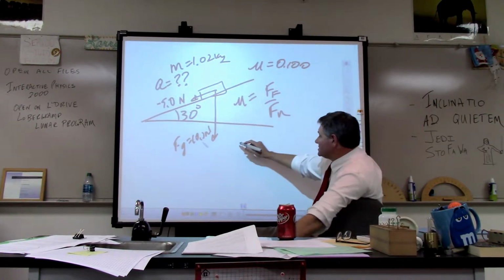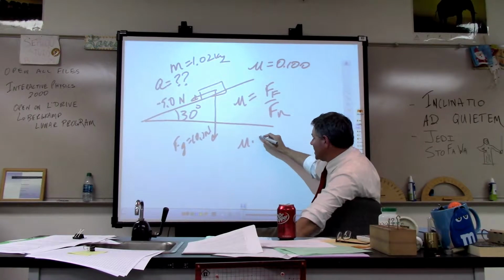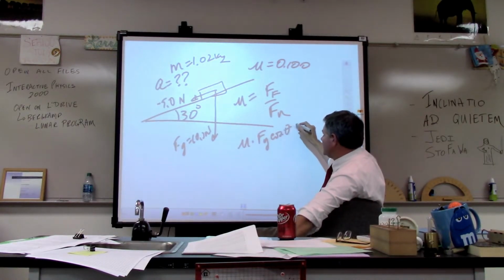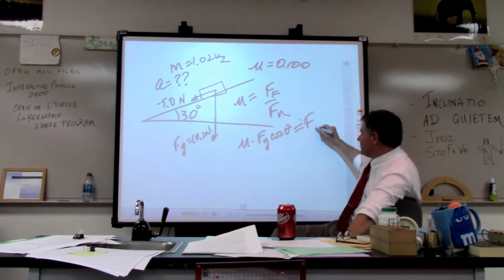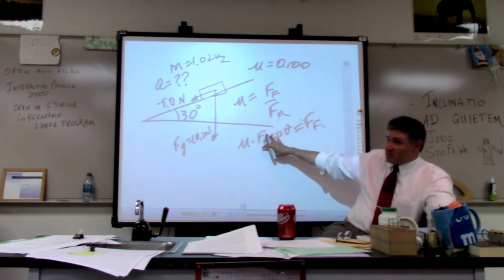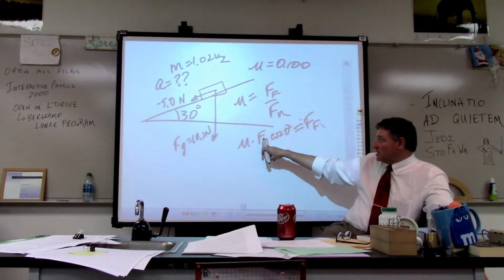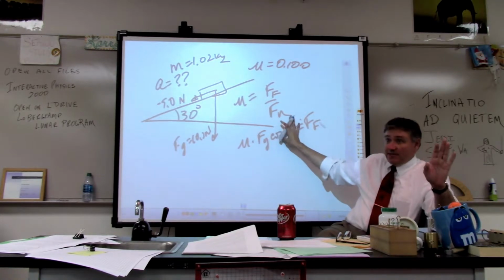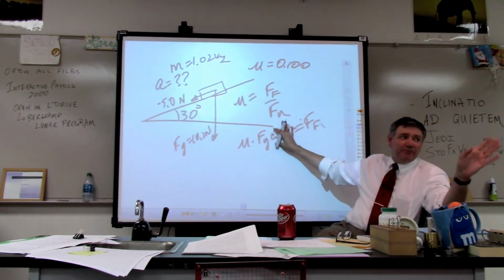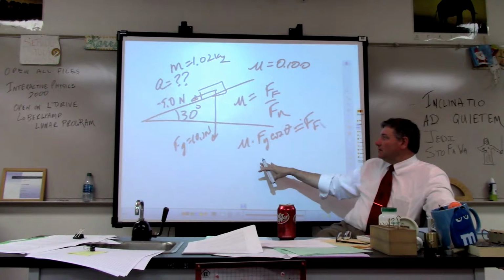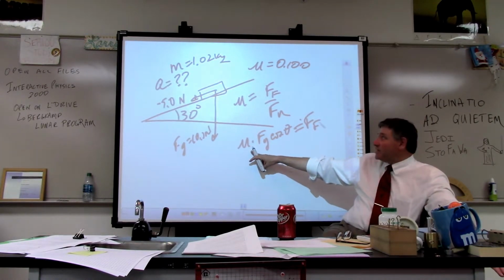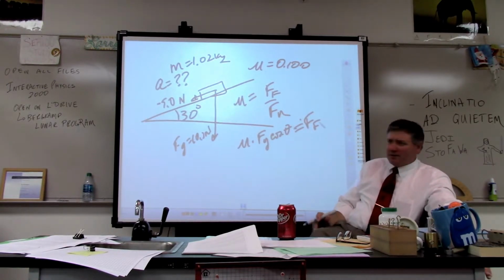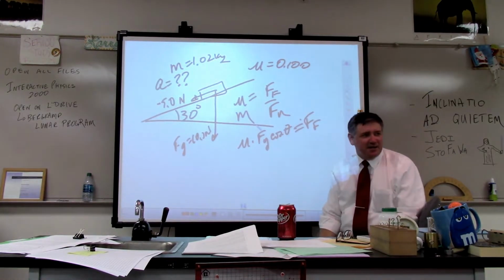So, this is going to become mu times Fg cosine theta is going to equal my force friction. So all I did was multiply force normal over here, and then force normal was Fg cosine theta. So all I did was a simple substitution. This isn't anything radical. Oh, we've never seen that before. Is that mass? No, that's just mu, coefficient of friction. That looks like a mu. Those are my m's.